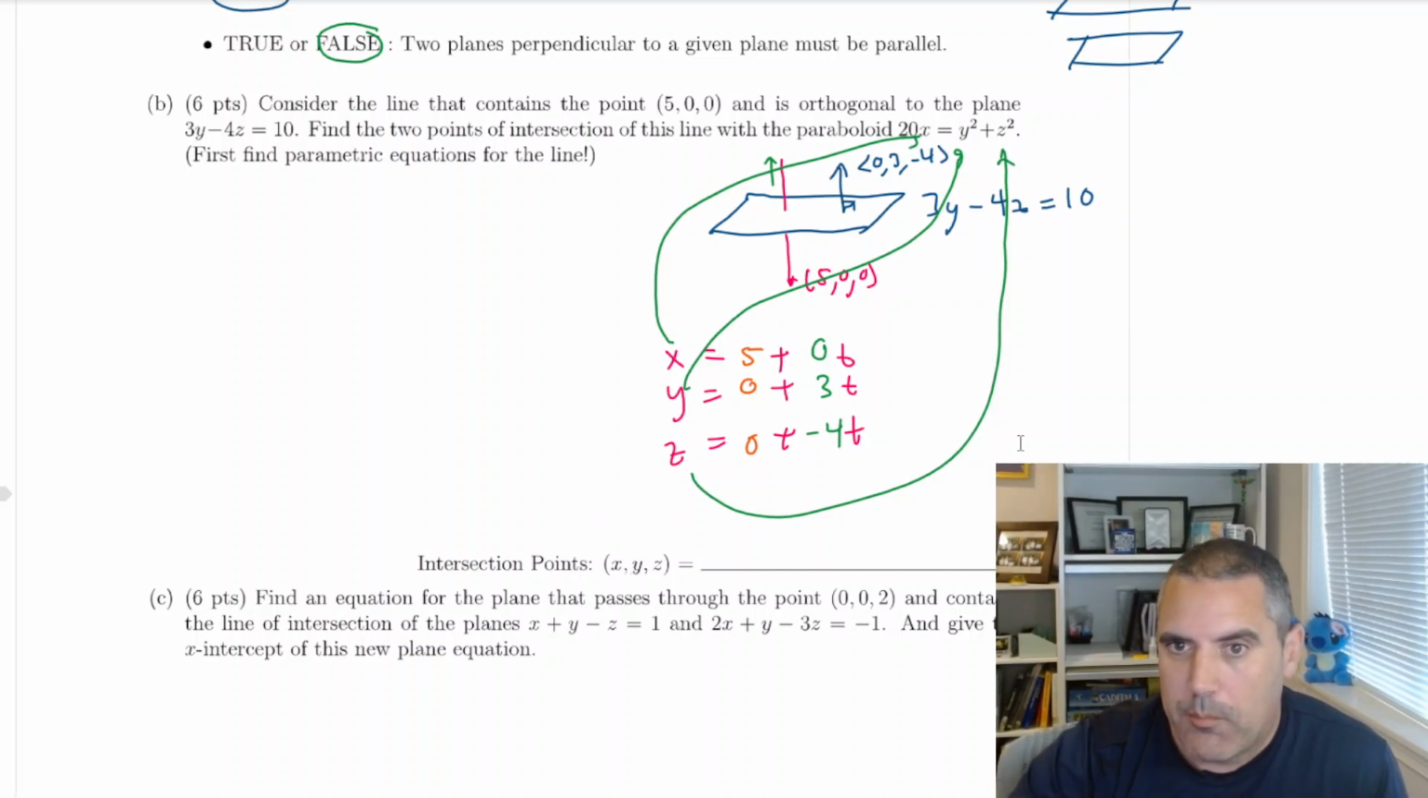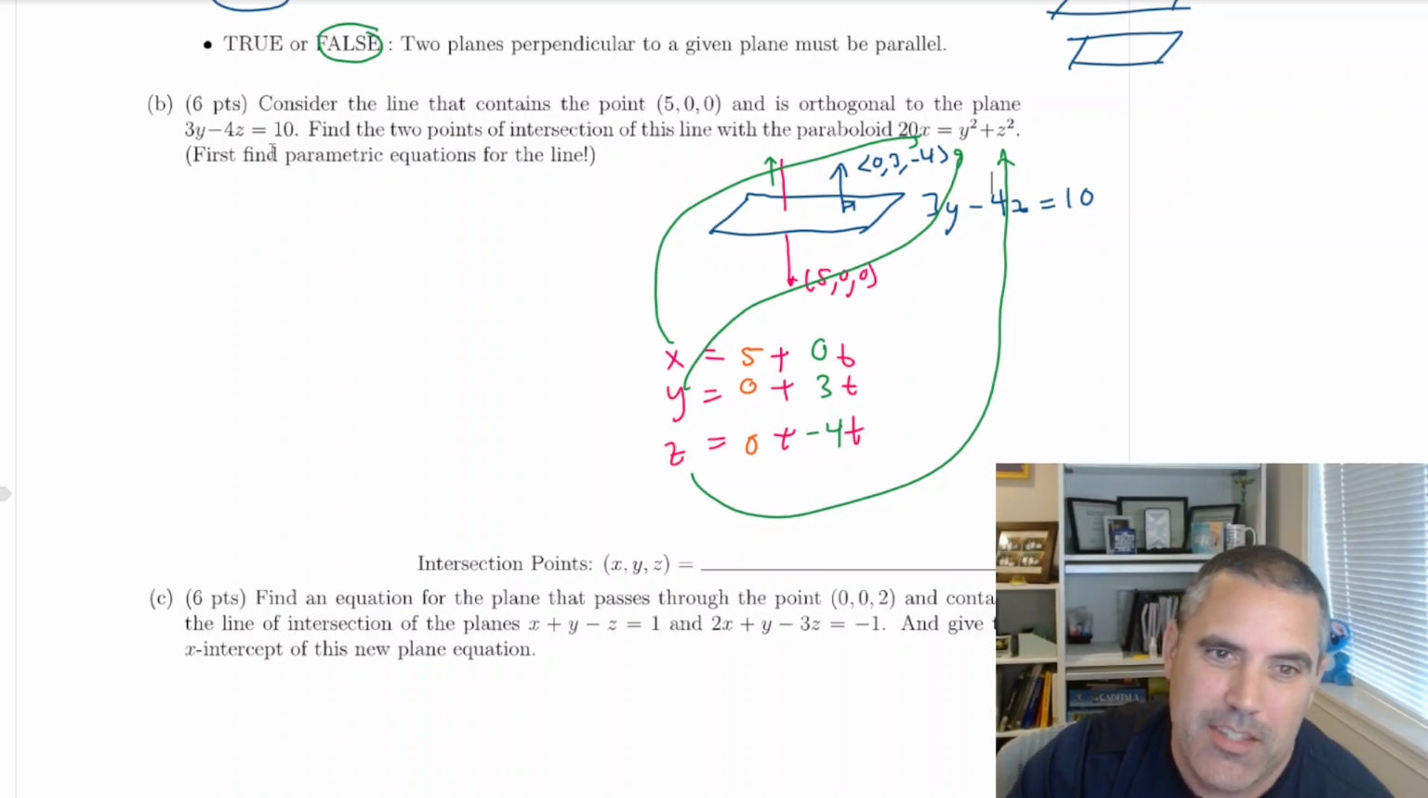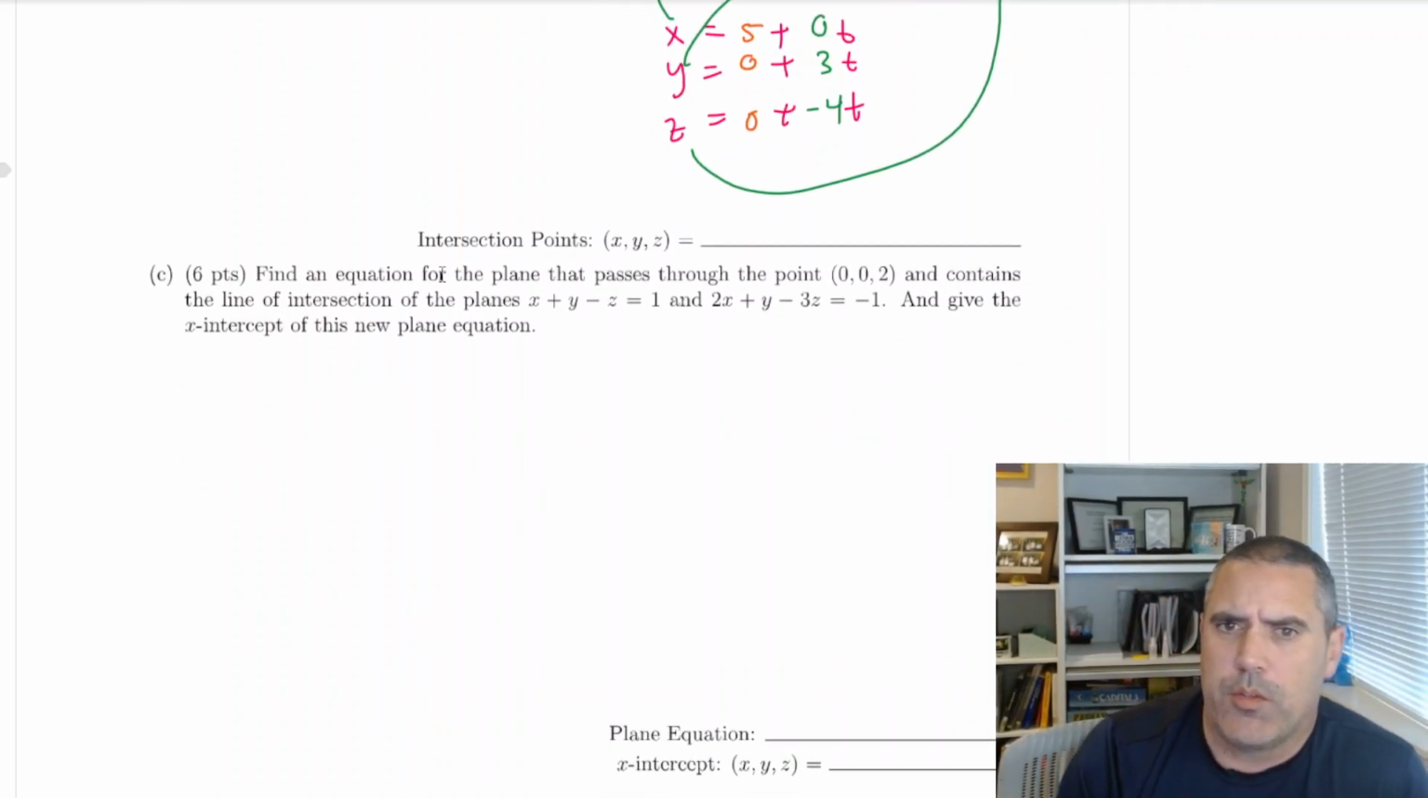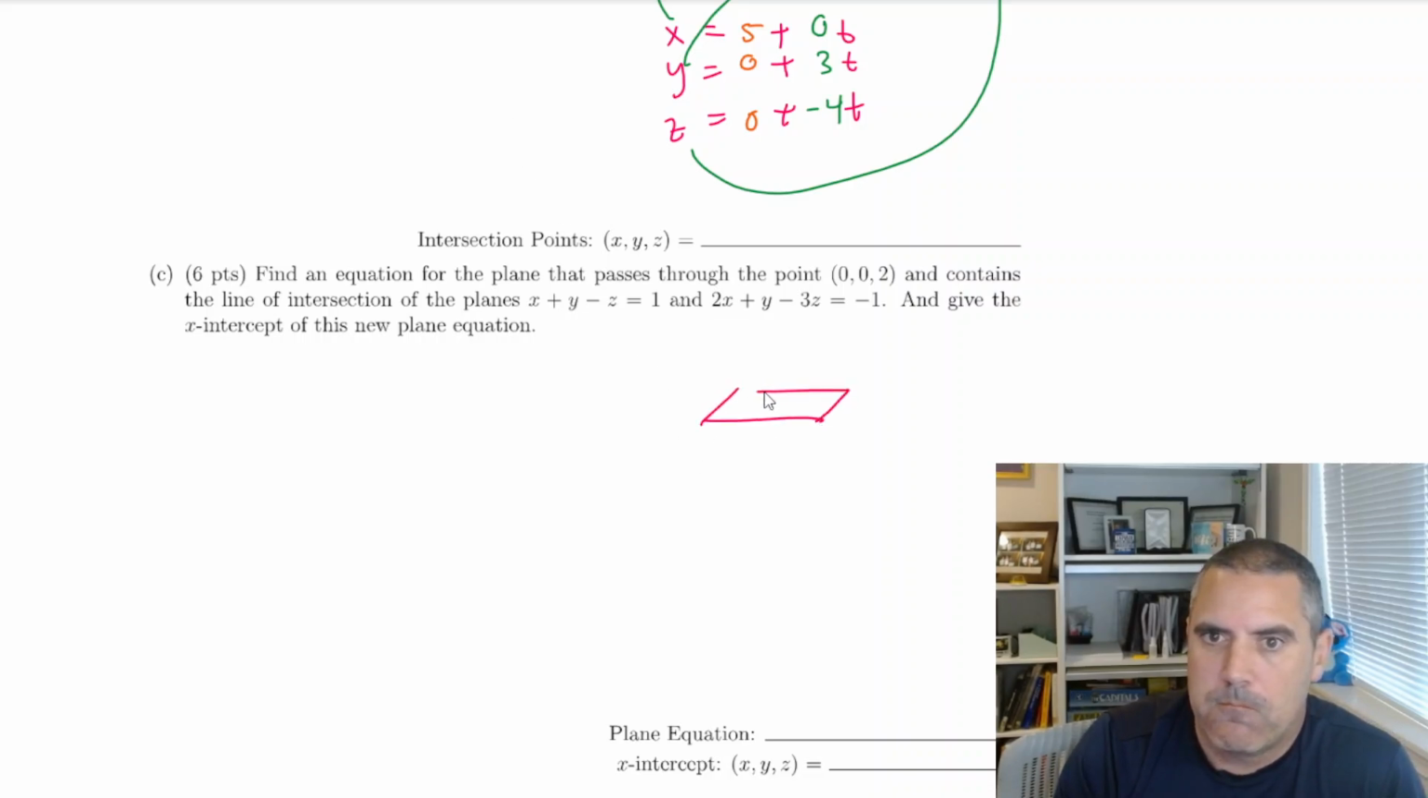All right, so we should have had a plan of attack of what did we not know here? What we didn't know was the line. Oh, I gave a hint there too. Find the equation for the plane that passes through this point. So now we're looking for a plane that passes through this point. So we immediately can write that.